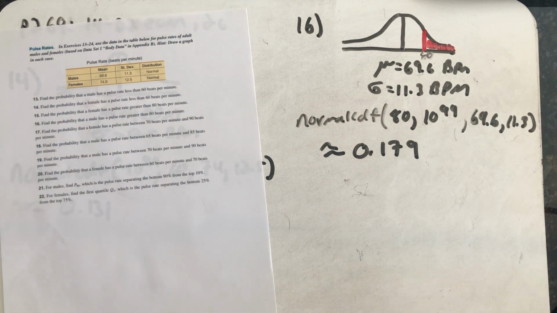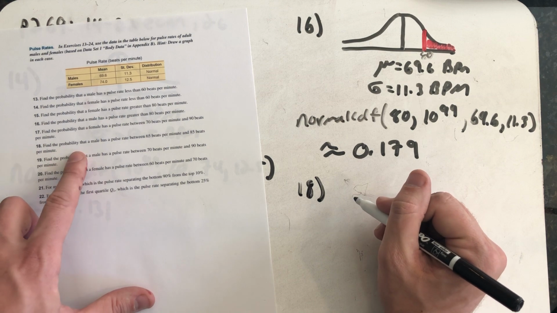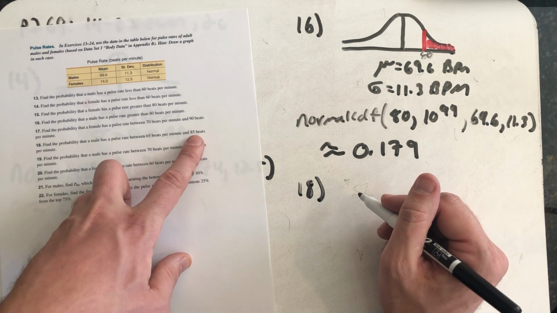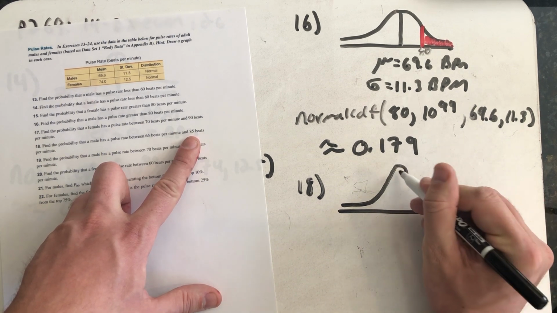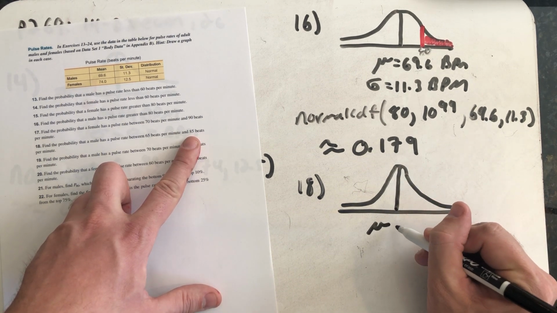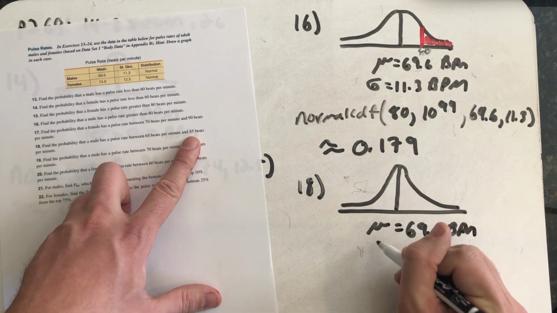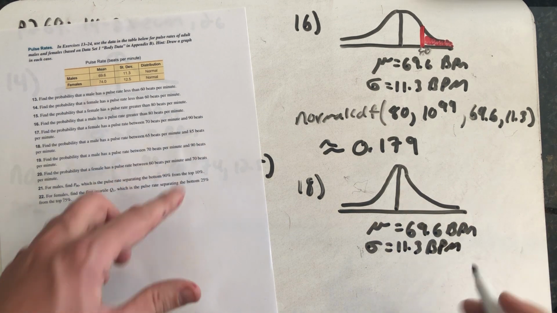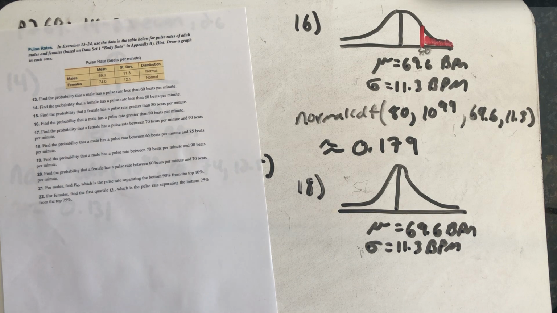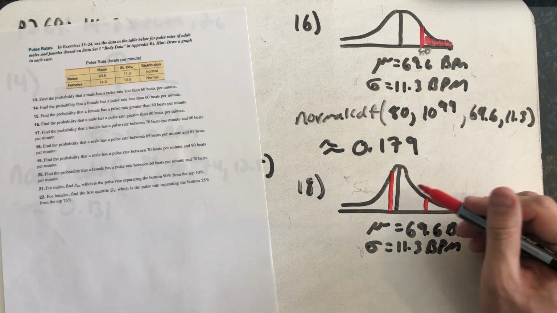All right, number 18. Find the probability that a male has a pulse rate between 65 and 85 beats per minute. So still in the distribution of male pulse rates. I do always like writing the mean and the standard deviation below because this is going to help me when I type into the normal CDF, even if it's a bit repetitive. All right, from 65 to 85. 65 is below the mean by just a little bit. 85 is above the mean by quite a bit.